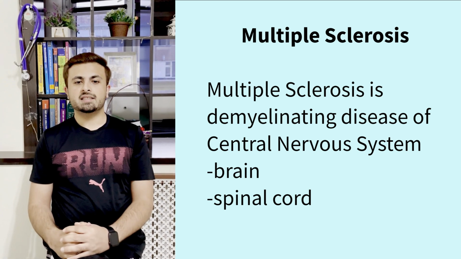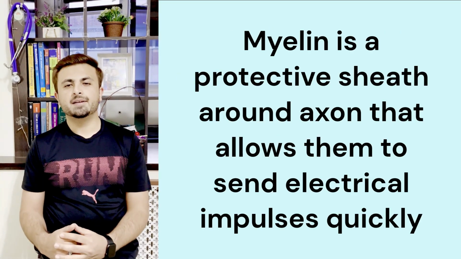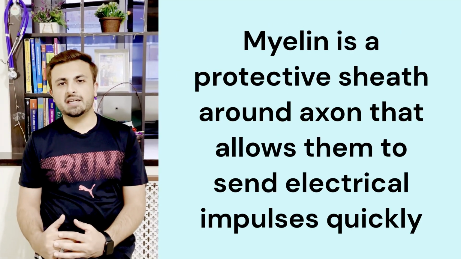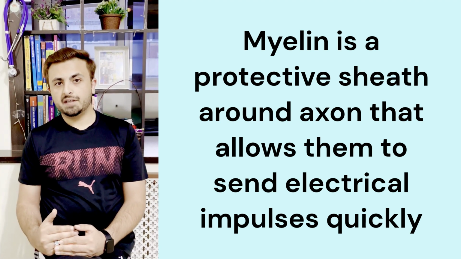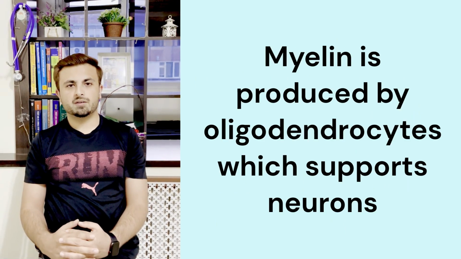Multiple sclerosis is a demyelinating disease of the central nervous system, the brain and the spinal cord. What is myelin? Myelin is a protective sheath around the axon which allows the electrical impulse to move quickly. How is this myelin produced? This myelin is produced by oligodendrocyte cells.